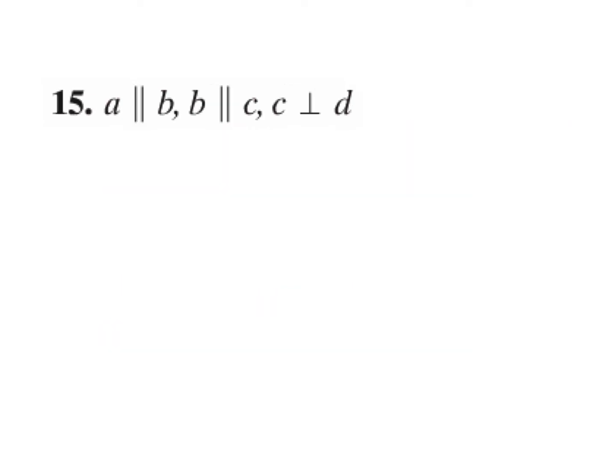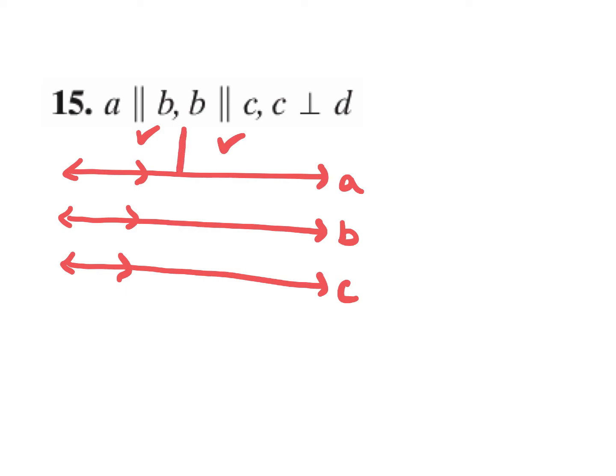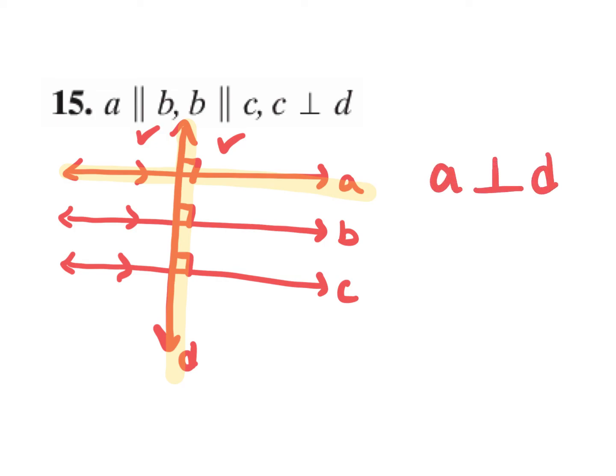For the next one, I again start by drawing a diagram. So I have line A and line B, and they're parallel to one another. And then I add in line C that's parallel to B. So I have line C is parallel to B. The next one says that C is perpendicular to D. So I'm going to draw a line D in the other direction, and it's perpendicular. So this forms a right angle, which means as a result, these are also right angles. Now, if I want to see the relationship between A and D, this is line A, this is line D, we can see that A is perpendicular to D.